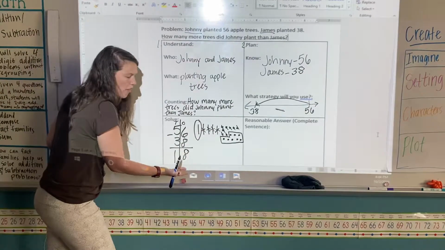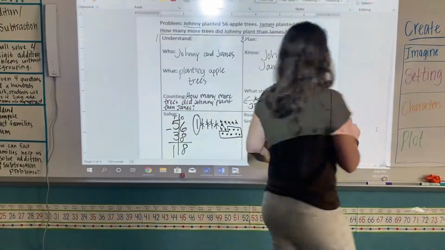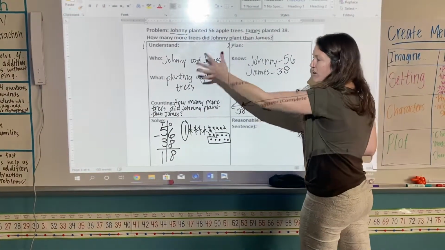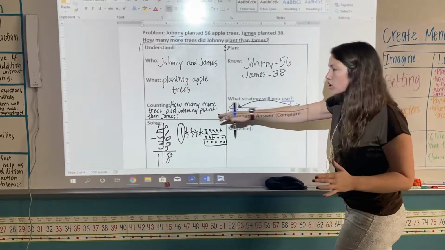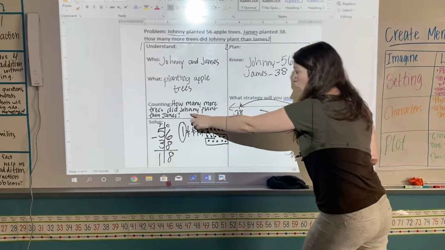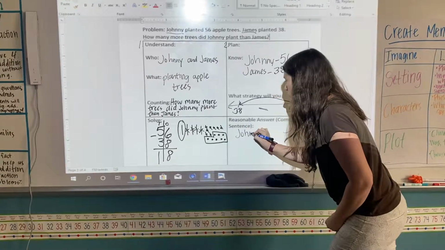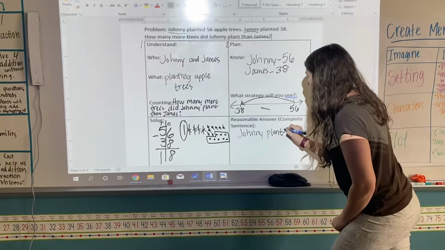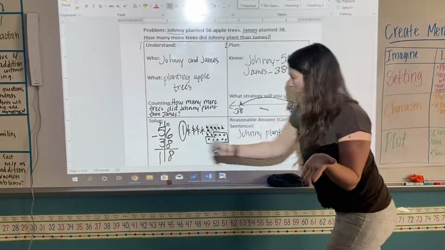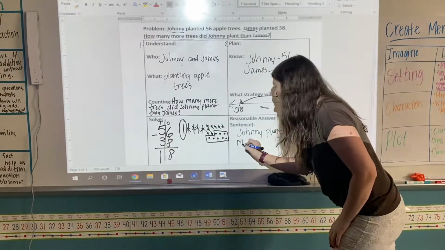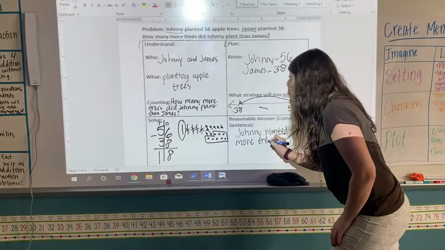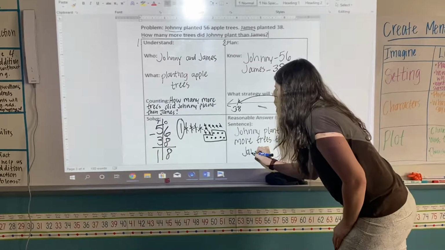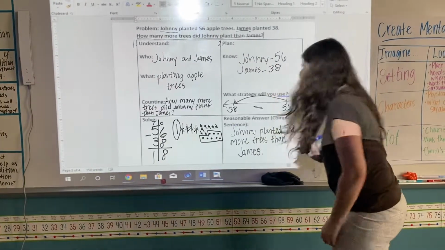Now, in order for them to understand what this means, we move to the reasonable answer. You're going to write your answer in a complete sentence. So this kind of ties back up here to the understanding. Our question is, how many more trees did Johnny plant than James? So Johnny's the one who planted more. So Johnny planted, that was what they were doing. Johnny planted how many more? 18 more trees than our other who, James. And a period because we're teaching them grammar as well.